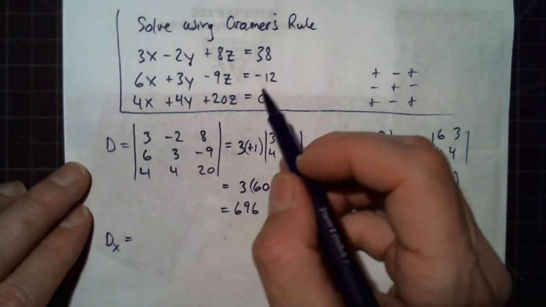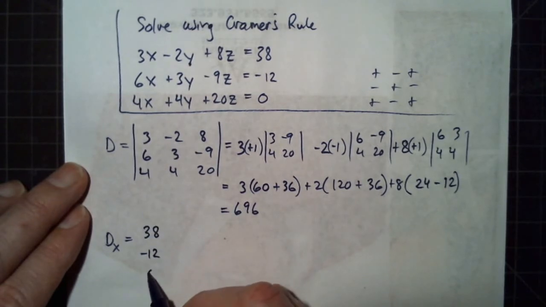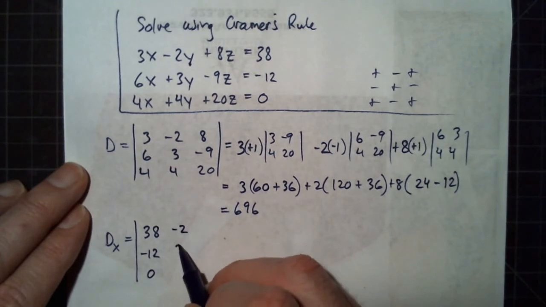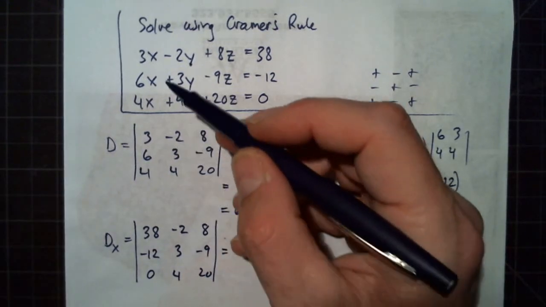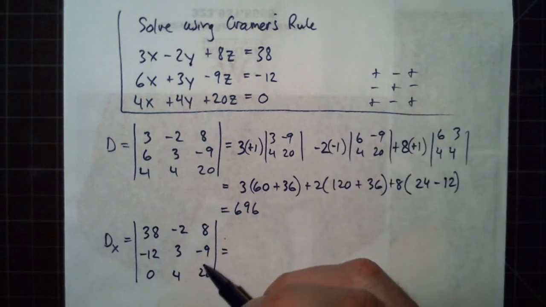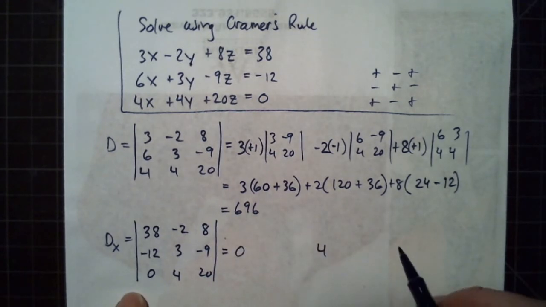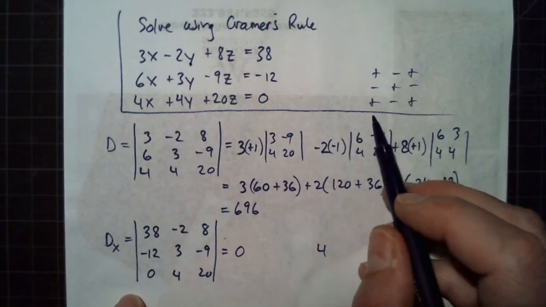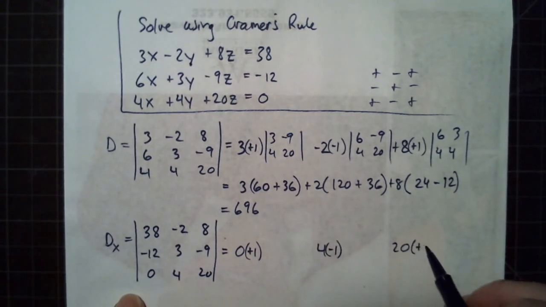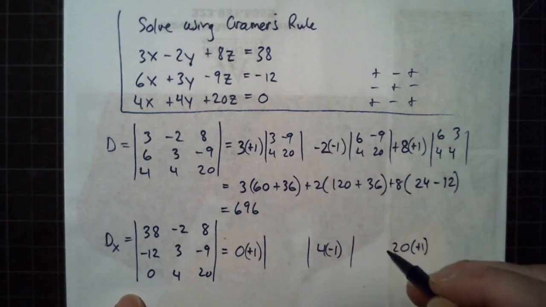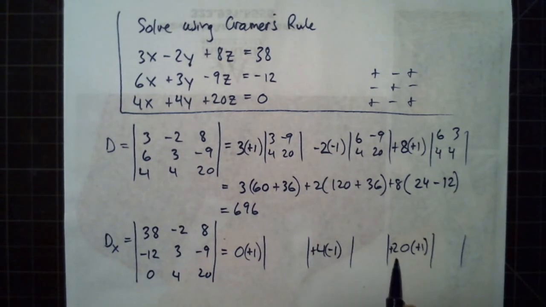Alright, let's replace the x coefficients with 38, -12, 0. Now we get a 0. That's a little easier. We replaced this column with these numbers, and now let's use the bottom row, and we'll have 0, 4, and 20. We're using the bottom row of signs, positive, negative, positive, and then multiply that times the minors. Remember that's addition, not multiplication in there.